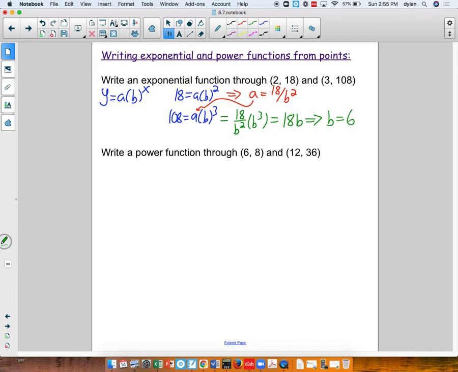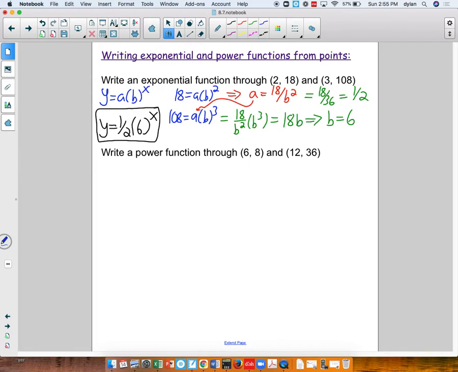And we already know from above that a equals 18 over b squared. So if I plug in 6 for b, we would have 18 over 36, which equals 1/2. So then our final equation here would be y equals 1/2 multiplied by 6 to the x. That's the exponential equation that would result in a curve that goes through those 2 points.